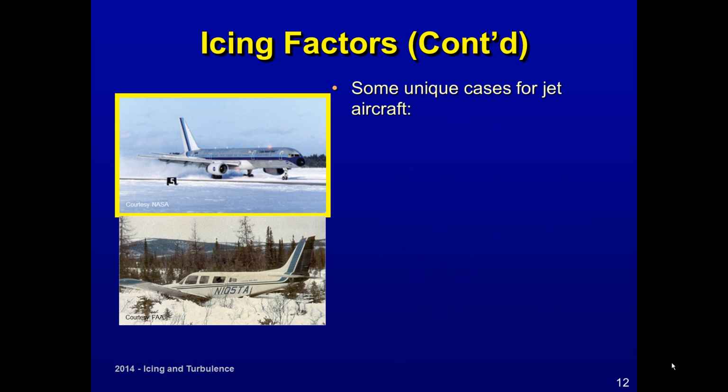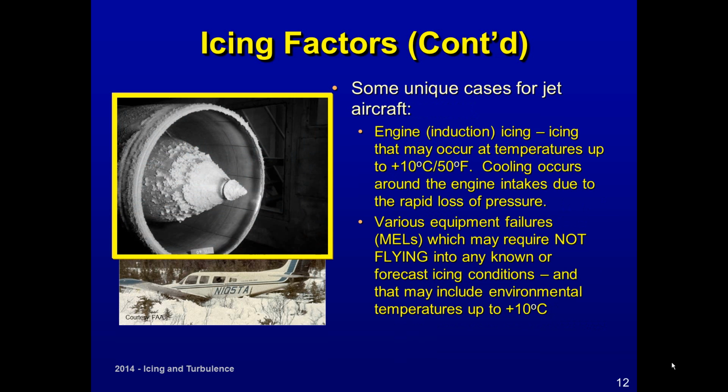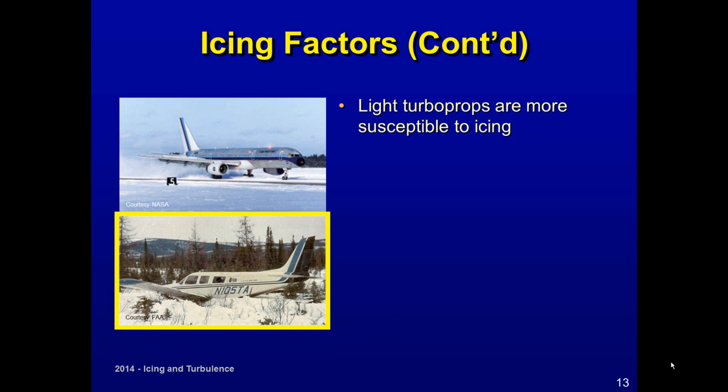There are some unique cases for jet aircraft as well, something called engine icing or induction icing. This is icing that can occur at temperatures up to plus 10 degrees Celsius, or 50 degrees Fahrenheit. The cooling occurs around the engine intakes due to the rapid loss of pressure. Or you could have various equipment failures on jet aircraft which may require not flying into any known or forecast icing conditions, and that may include environmental temperatures up to plus 10 degrees Celsius.